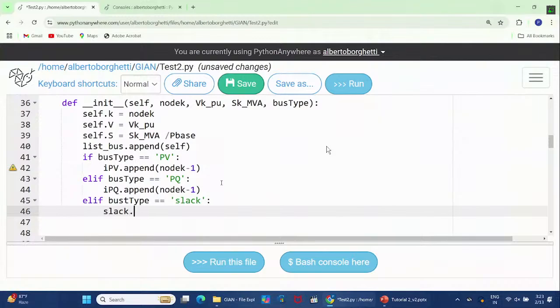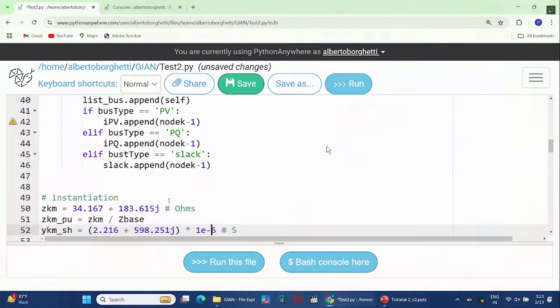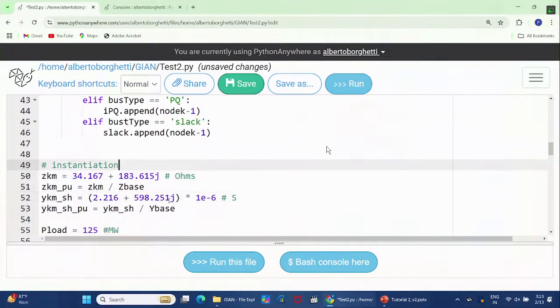Dot append. And it is node k minus 1. Minus 1 is due to the fact that it's starting to count from 0. And then we can include now instantiation. This was the previous example with a single line and so on. So we don't have these values, so we can also delete.